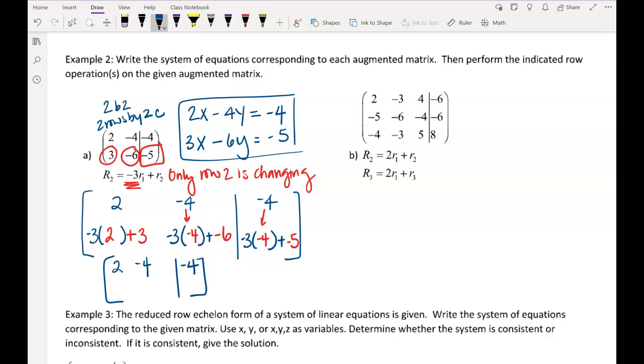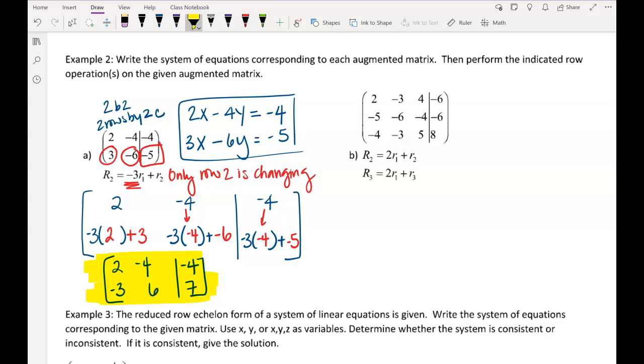Now, let's do the basic math for row 2. Negative 3 times 2 is negative 6. Negative 6 plus 3 is going to be negative 3. Negative 3 times negative 4 plus negative 6, that's going to be positive 6. Negative 3 times negative 4 plus negative 5, so that's going to give us 7. So guys, box this up. Make sure you know how to do your row operations really well, because you need to know how to do each and every row so you can use it to solve later.